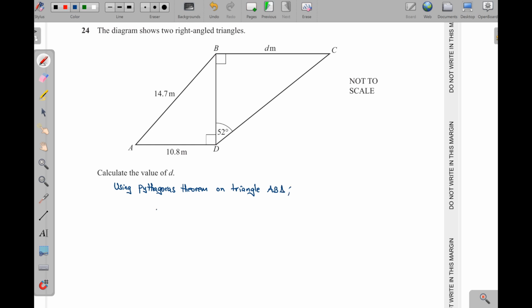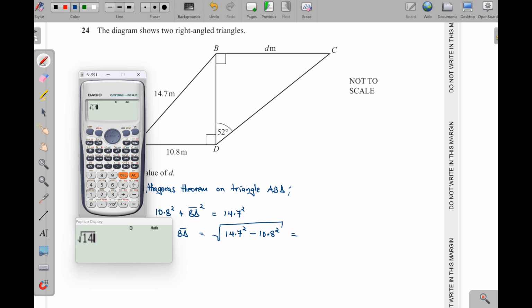we shall have 10.8 squared, then plus BD squared, then this one will be equal to 14.7 squared. So that means BD will be equal to 14.7 squared. Take this other side, it will become a minus, right? Now that is BD squared, but then I need BD, so I'll take the square root. Okay, so what do we get here? Square root of 14.7 squared minus 10.8 squared.